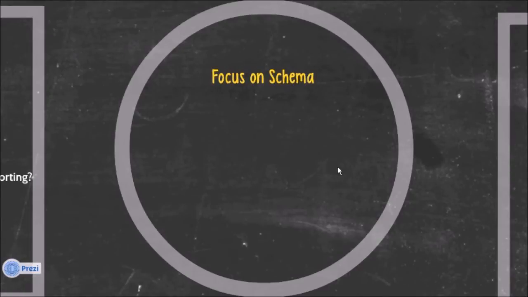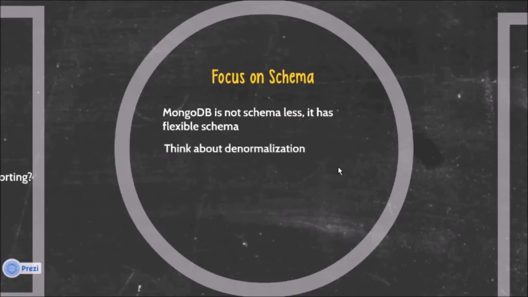It is partially correct. That means although it can accept any number of fields at runtime, you don't have to define all the keys in your document beforehand. I would not say it is schema-less. I think it has a flexible schema. It has a certain schema which is of type BSON document, and that document requires you to follow certain guidelines, certain rules. Think about denormalization.